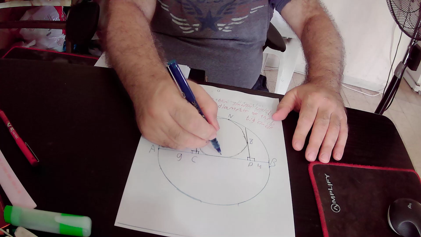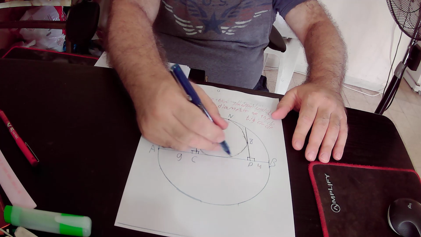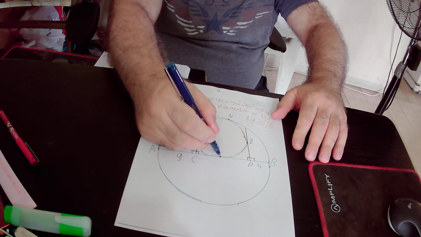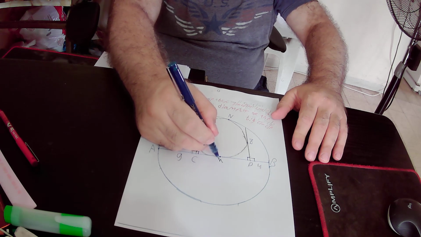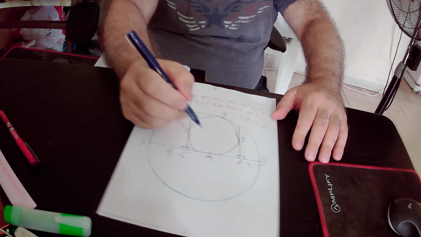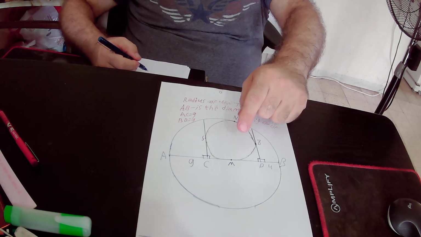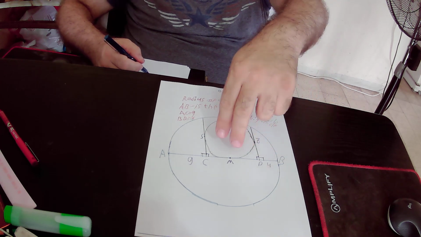And also we have the third tangent to the circle. This tangent is tangent to the circle at this point. Let's call this point point M, and again point M is the tangent point between this tangent and the circle.